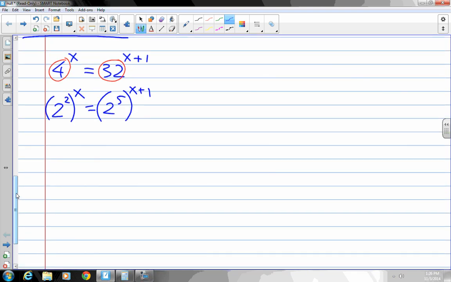And since we just reviewed the rules of exponents, what do I do with the powers when I raise a power to a power? So it's 2 to the power 2x equals 2 to the power 5x plus 5 when you multiply that. Right? Now the bases are the same, so we can set the powers equal to each other. So we get 2x equals 5x plus 5, which is a linear equation we can easily solve.